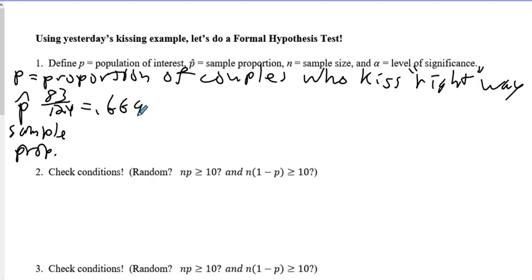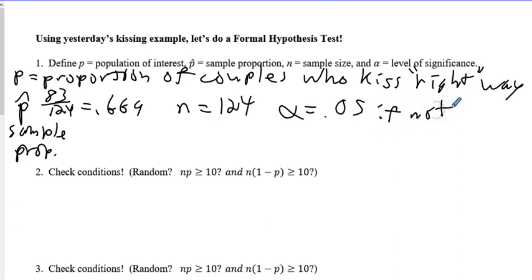Two things we need. We need our n. That's right in that fraction. There were 124 couples observed briefly. And then the alpha. If it didn't give us the alpha, it's 0.05. It was given to us in that problem. But just remind yourself, it's always going to be 0.05 if not given or not stated. We always assume 0.05.